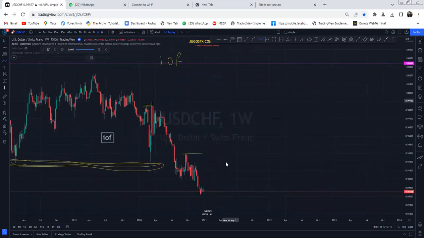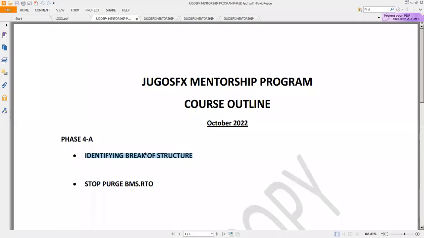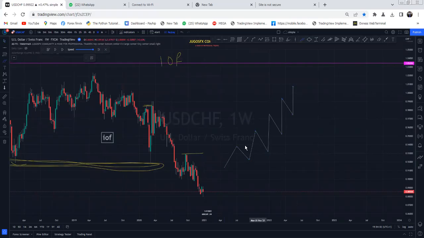Now, this is just a structure of the market. This is an uptrend, price breaking, like in our topic, break of market structure. Identifying break of structure: in this case, this is our break of structure here. When price breaks a swing high and creates a higher high, that is a break of structure. We call it BMS, break of market structure.